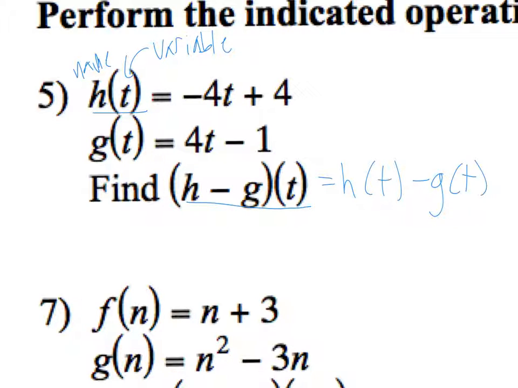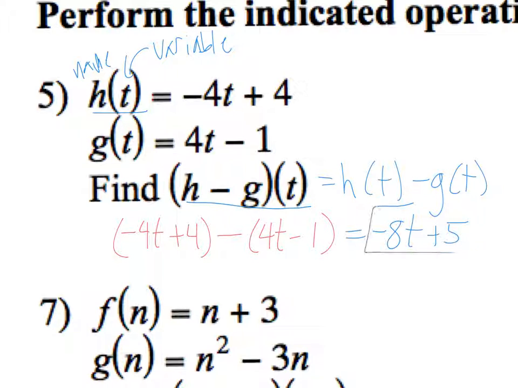So when I go to plug that in, we get negative 4t plus 4 minus 4t minus 1. And when I do that, I get negative 8t. And then 4 minus negative 1 is plus 5. This is your final answer. I'd like you to notice this is not multiplying by t, and that all we're doing is combining some like terms here.